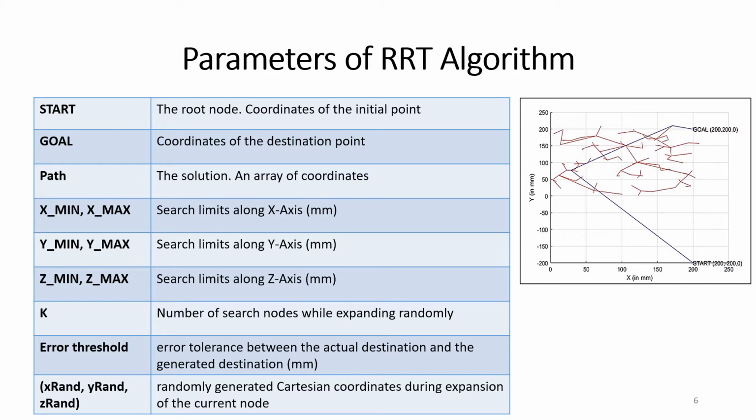K is the number of exploration nodes. K number of neighboring nodes are randomly explored, and the node that is closest to the goal is chosen as the next current node. The error threshold is a tolerance between the actual destination and the generated destination. Xrand, Yrand, Zrand are the randomly generated Cartesian coordinates. Note that the path generated is not always optimal.